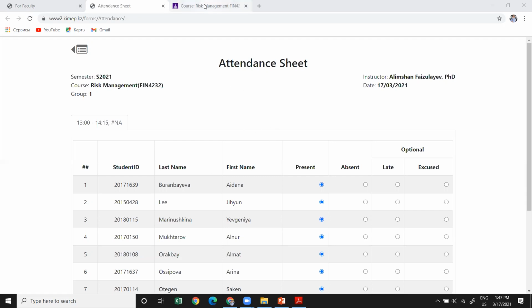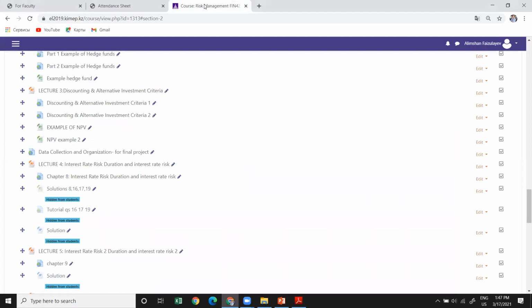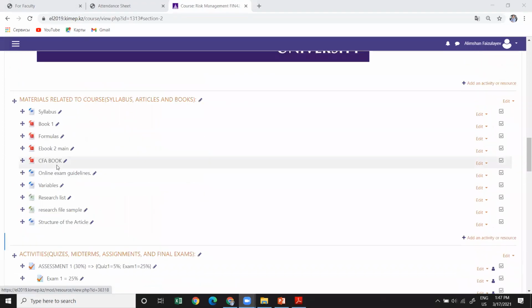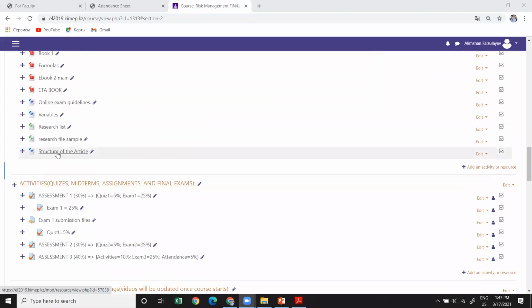And apart from that, at the beginning, I told you that there is a structure for the article. You can start writing your article if you have collected all the data and organized the data in a proper way. So you can start writing it. The structure is given here.